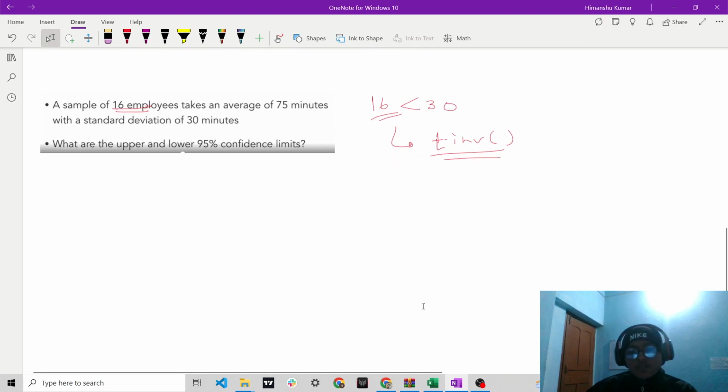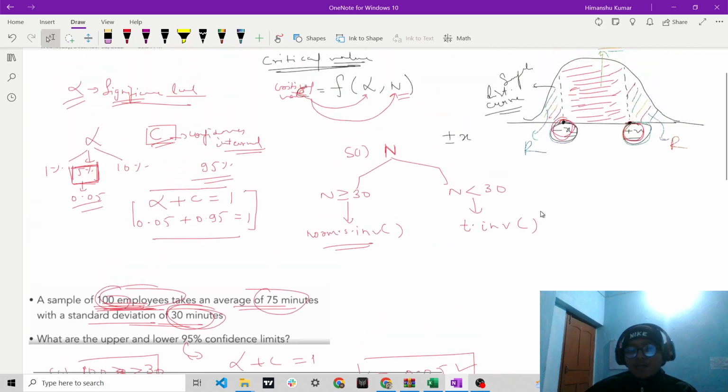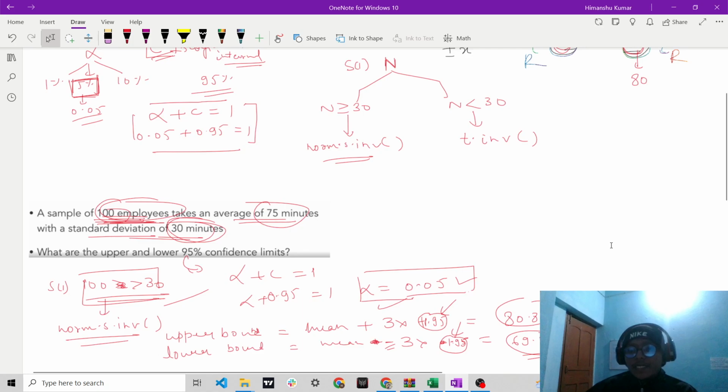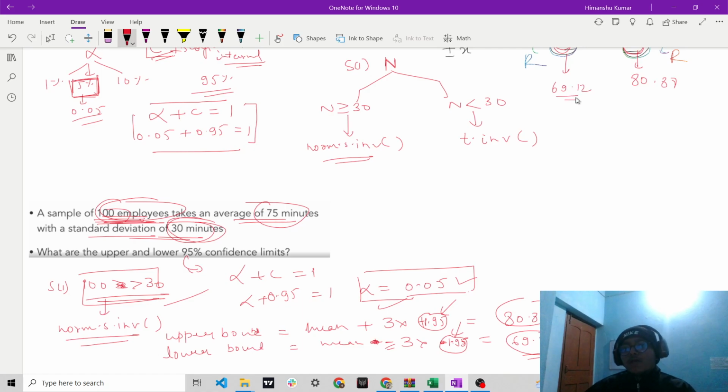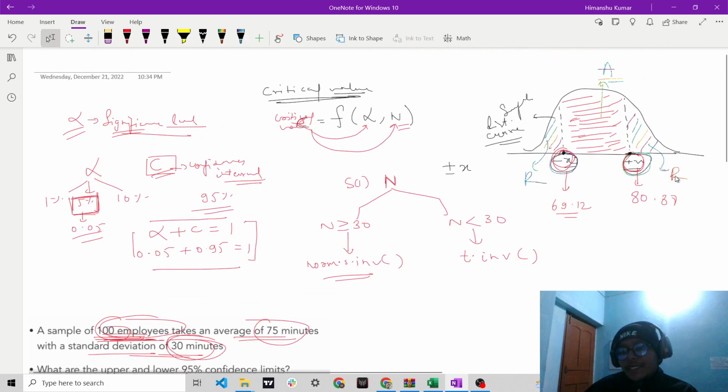So the values 80.88 and 69.12 are the upper and lower bound. If any value is greater than 80.88 it will be rejected, and if a value is less than 69.12 it is also rejected. But if the value is in between 69.12 and 80.88, it will be accepted.